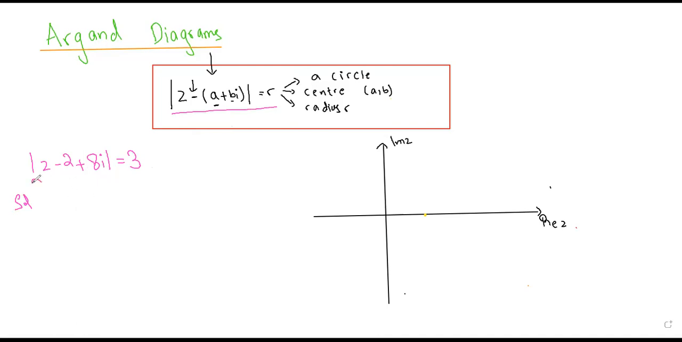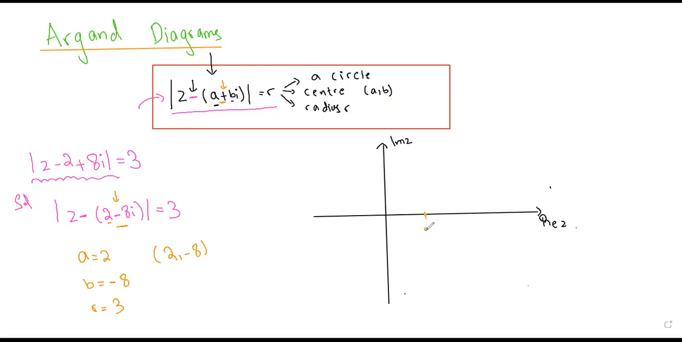You need to make this equation look like the general one first. How? So we have mod, we have z, we have minus. I'll take minus common, and now I have 2 minus 8 iota equals 3. Now I need to think about A. This is A, and B has a positive sign here. This means this negative is with B. Here we have minus 8. It means that B would be what, Ranjani? Minus 8. Very good. And the radius would be? 3. Very good.